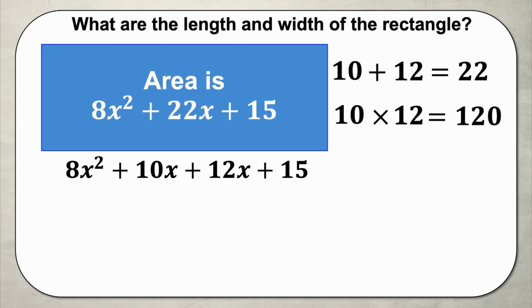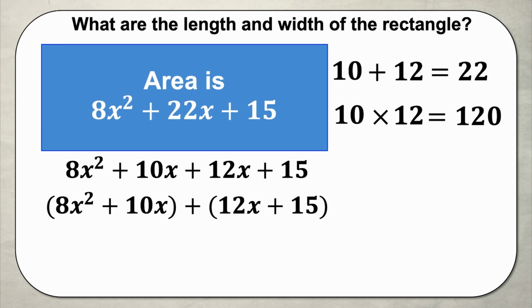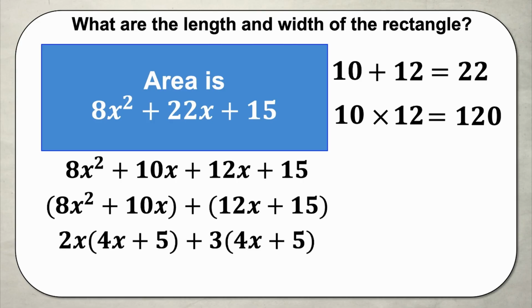I'm now going to group the first two terms and the second two terms together. Now I have the exact same thing as the previous line, but with brackets. Now that the brackets are here, I can factor out common terms from each set individually. From the first set, I'm going to factor out a 2x, and that's going to give me 2x, and then in brackets, 4x, which is 8x squared divided by 2x, and then 5, which is 10x divided by 2x.